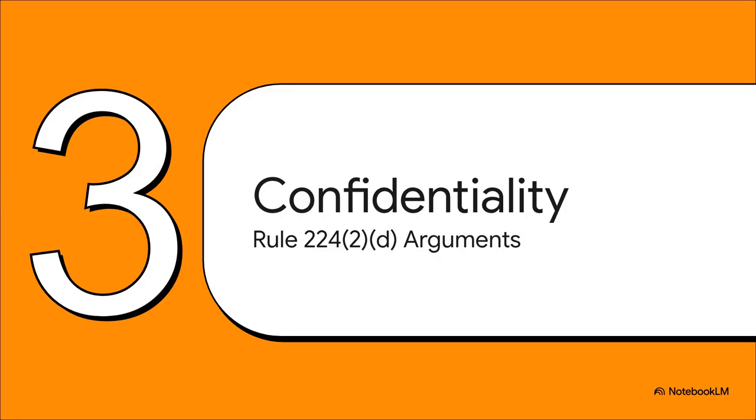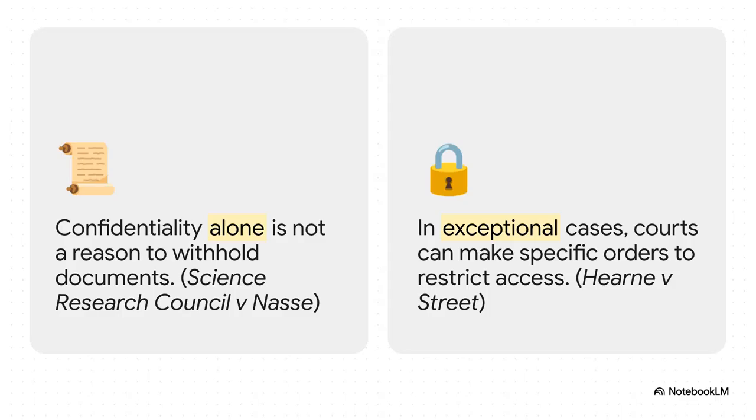Okay, Section 3, the confidentiality tightrope. This brings us to that crucial catch-all factor, Rule 224(2)(d), and probably its most common battleground, confidential documents. Now, here's a fundamental point you have to get right. The general rule coming out of Science Research Council versus Nasser is that just because a document is confidential, that doesn't mean you can hide it.